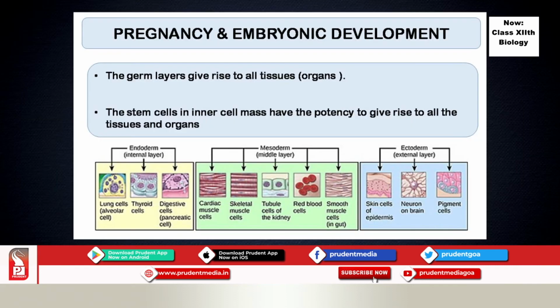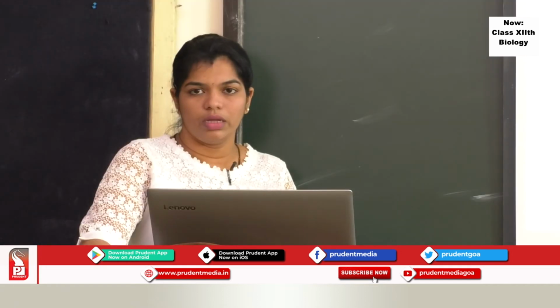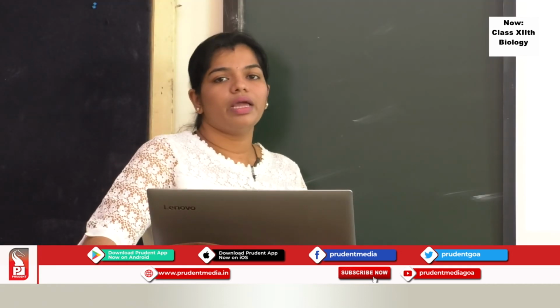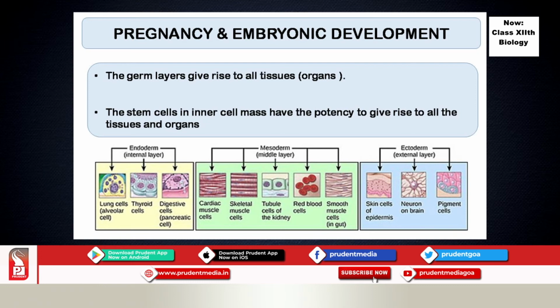Okay. The mesoderm, that's the middle layer, is involved in formation of the skeletal muscles, cardiac muscles, then the blood cells, mostly the muscle cells and the blood cells. Whereas the ectoderm is the external layer, for example skin, neuron, pigment cells, all these are formed from the ectoderm.